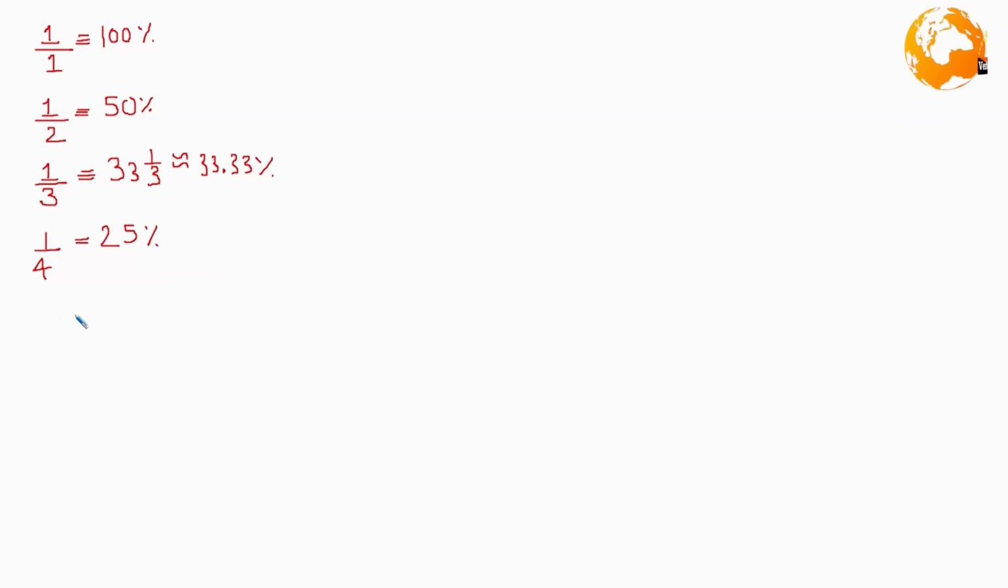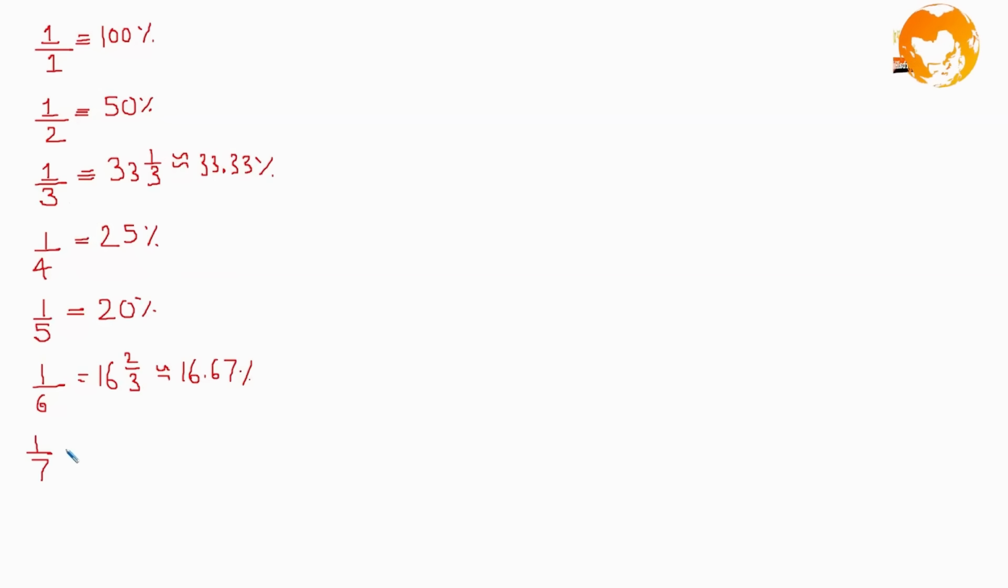So with practice, we learn some fractions as a fraction of another fraction. That would be helpful for us. 1 by 5 is 20%, that is 100 times 1 by 5. 1 by 6, can I say is half of 1/3? So 33.33, half of that is 16.66. So you can write the mixed fraction as 16 and 2/3, or 16.67 approximately.